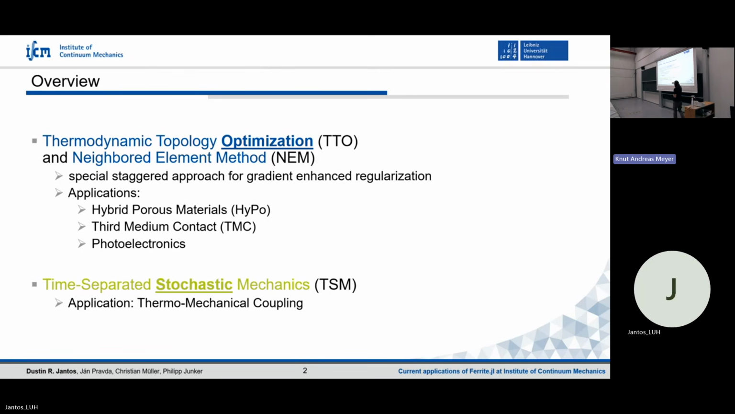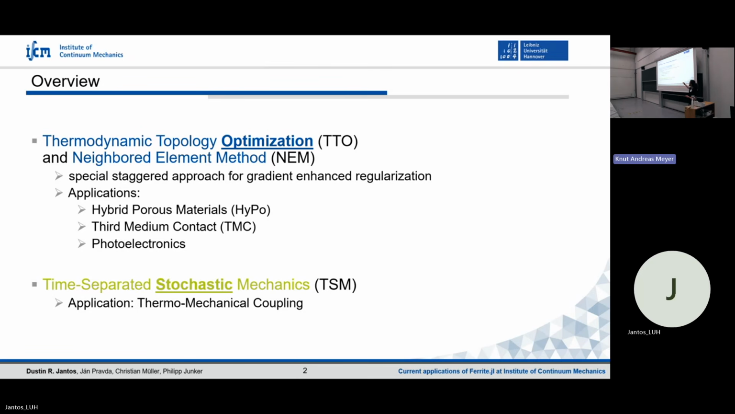And I will show you some results, applications for porous media to optimize, some contact problem where you have basically large deformation topology optimization with potential self-contact, and also something different, not structural mechanics, but photoelectronics. So basically optimizing lenses or optical devices.